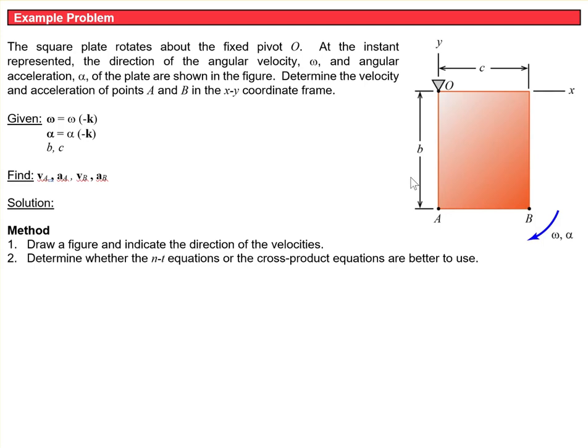So what we want to do first is draw a figure indicating coordinate systems and the directions of the velocity. Now the problem asked for the velocity and acceleration of point A and B in terms of the x, y, but the nt could be used as an intermediate coordinate system. So we have to determine whether it is more efficient to do the nt or more efficient to do the cross product version of the equations.